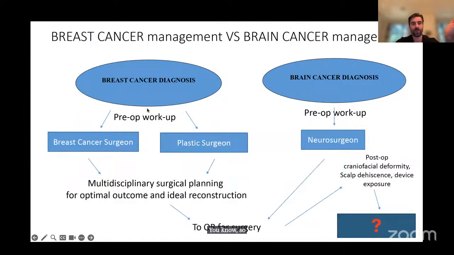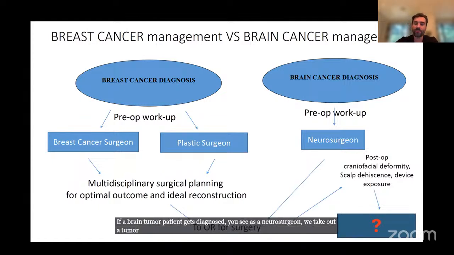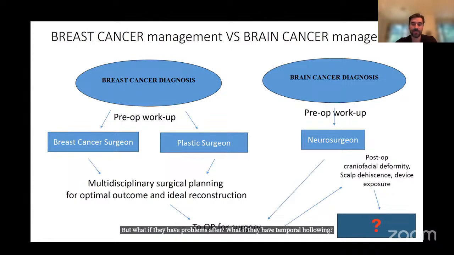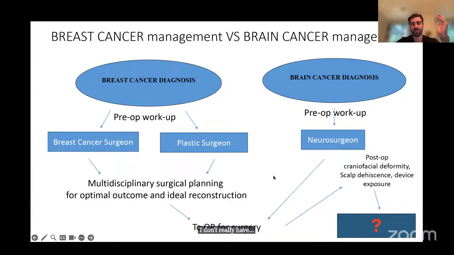So our plastic surgery colleagues have known the term oncoplastic surgery for quite some time. If a woman gets diagnosed with breast cancer, she will see the breast cancer surgeon and then the plastic surgeon, and they would go to the OR at the same time for oncoplastic reconstruction. If a brain tumor patient gets diagnosed, you see us as neurosurgeons, we take out a tumor, but what if they have problems after? What if they have temporal hollowing? What if they have scalp dehiscence? What if they have a device exposure? Then some of us are lucky and have colleagues from plastic surgery or craniofacial surgery that can help us. But many of us don't really have a good understanding of how to treat those neurosurgical patients.